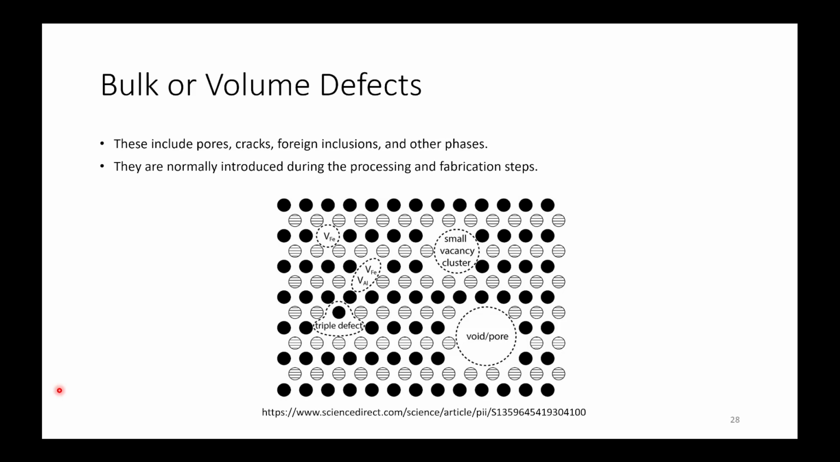Now 3D defects, which are also called bulk or volume defects. These include pores, cracks, foreign inclusions and other phases. They are normally introduced during the processing and fabrication step. So small vacancy clusters and void pores will be your 3D defects.